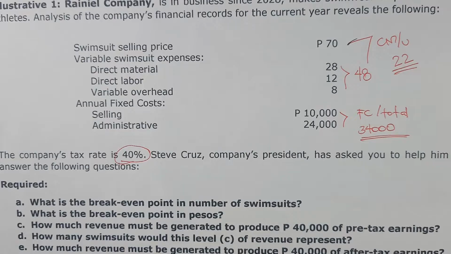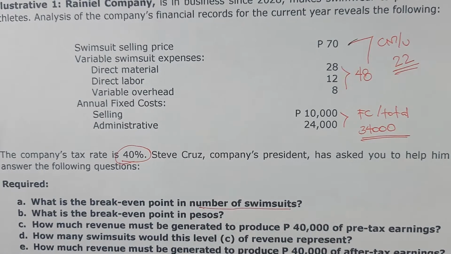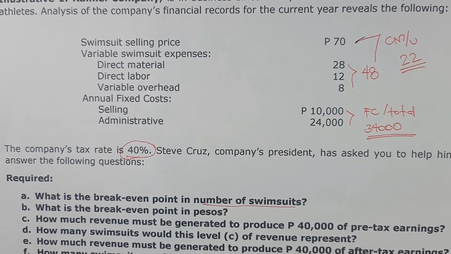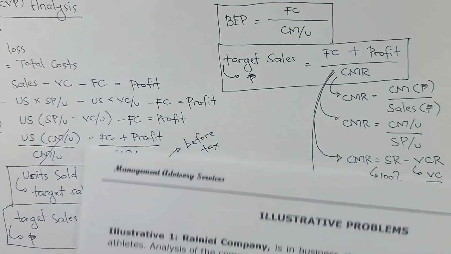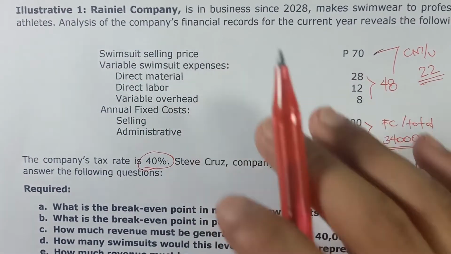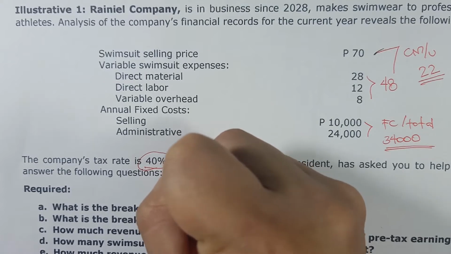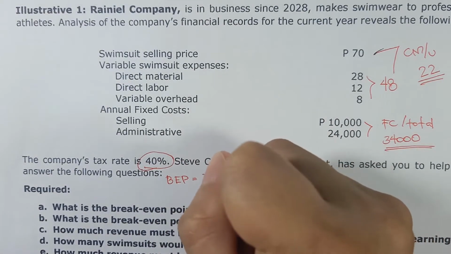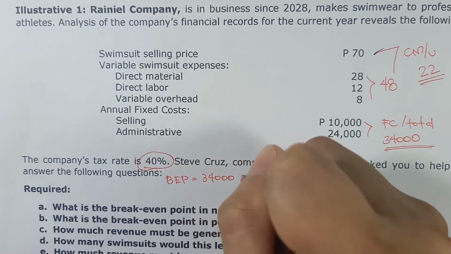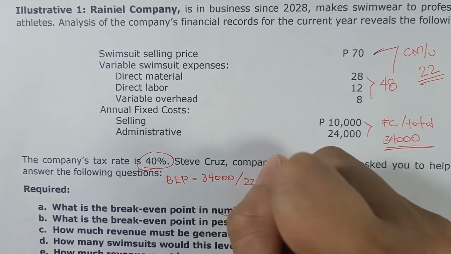Requirement number 1, what's the break-even point in number of swimsuits? So, paano na nga ulit natin computein yan? Sabi natin kanina, break-even point is equal to the fixed cost divided by the contribution margin per unit. Right? Ilalagay natin dito, break-even point is equal once again to the fixed cost of 34,000 divided by the contribution margin per unit, which is equal to 22 pesos.